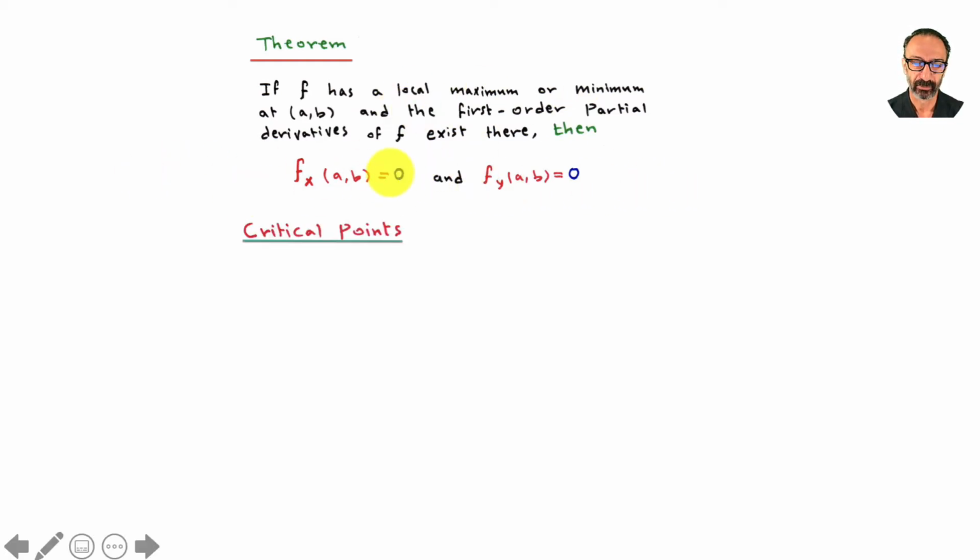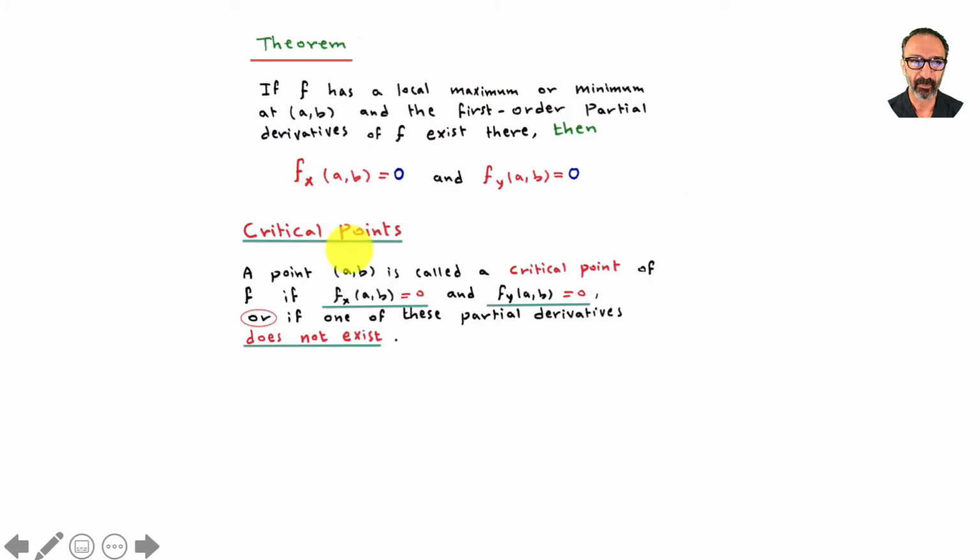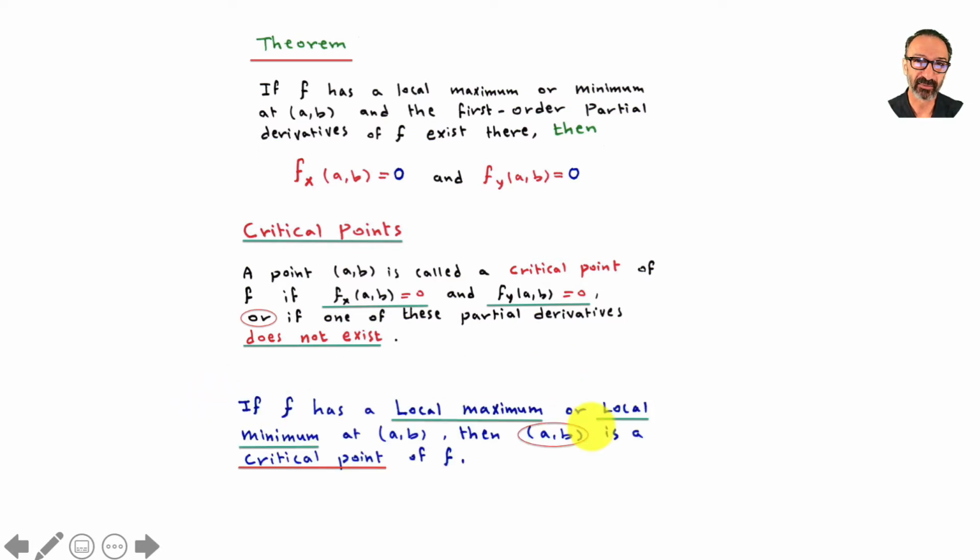Critical points. A point (a, b) is called a critical point of f if the first derivative with respect to x equals 0 and also the first derivative with respect to y equals 0, or if one of them or both do not exist, like corner points. If f has a local maximum or minimum, then (a, b) is a critical point.